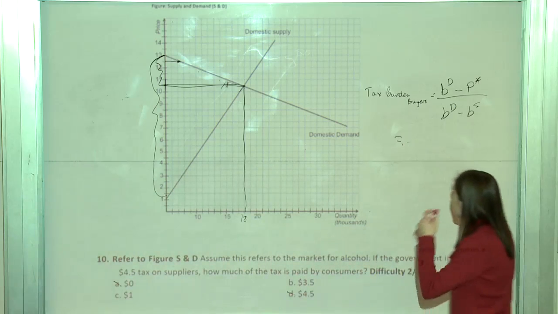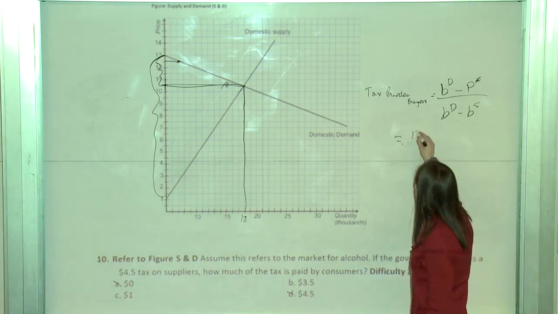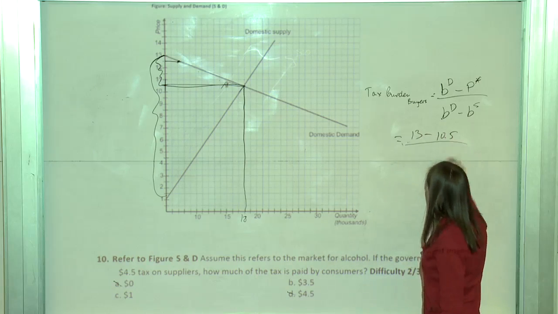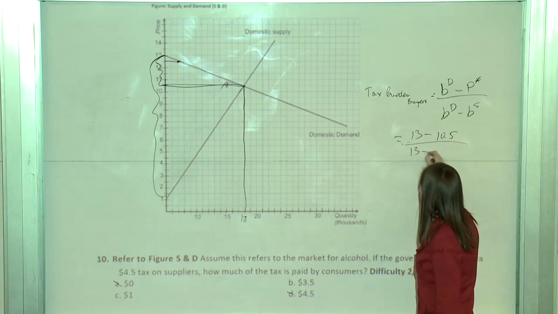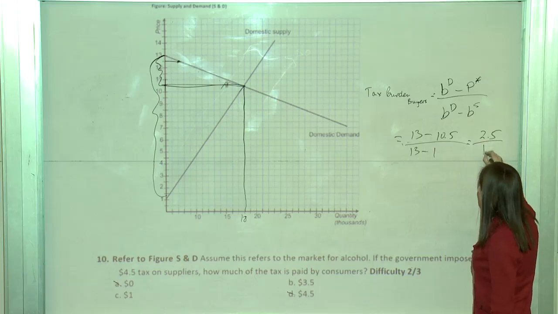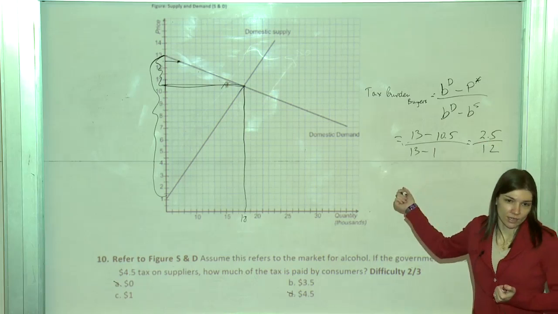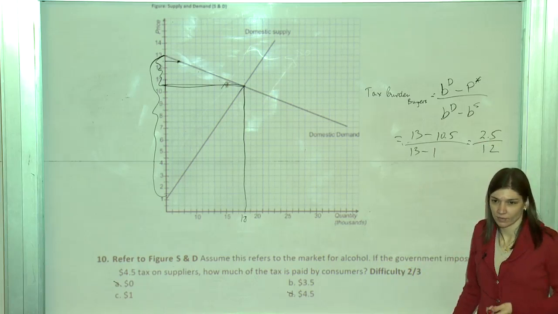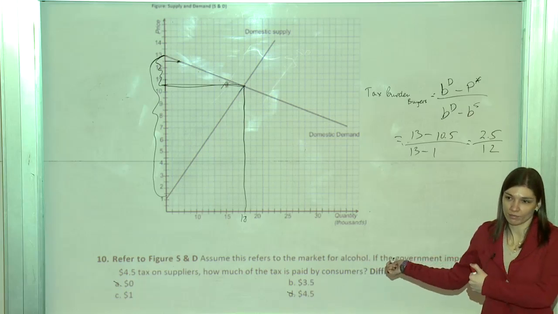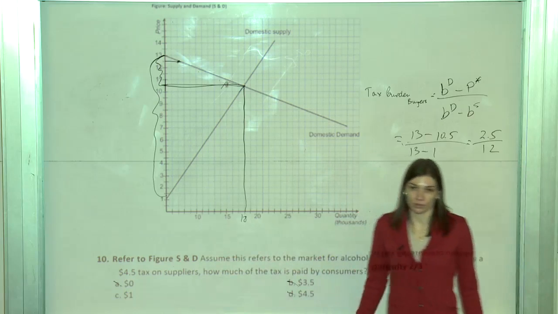In this case, we are asked how much is paid by buyers. So this is 13 minus 10.5 divided by 13 minus 1. So it's 2.5 over 12. Well, it's obviously less than half, right? It's about 20%. So it's not 3.5. We only have 1 and 3.5 left, right? And this is less than half, so it's not 3.5, therefore it's 1.